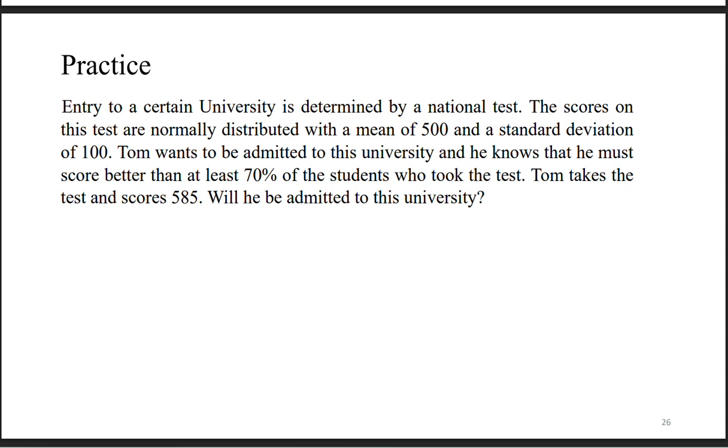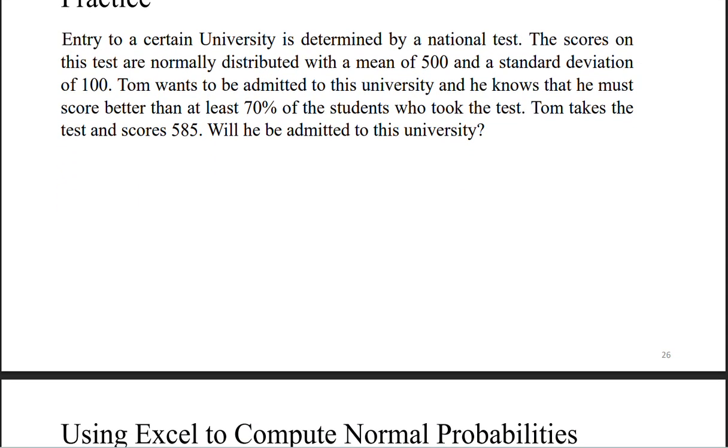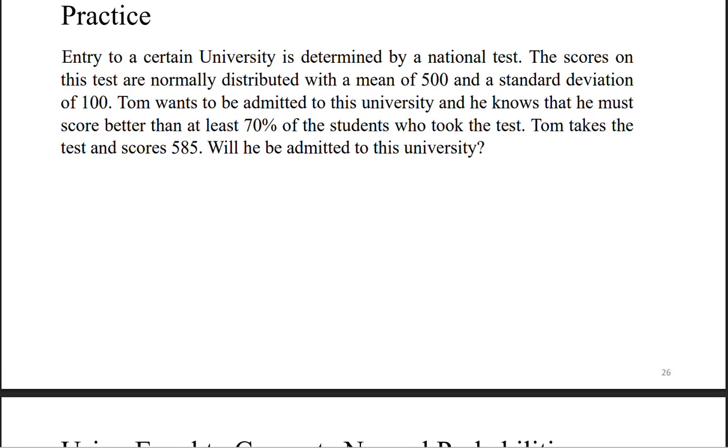Entry to a certain university is determined by a national test. The score on the test is normally distributed. So this tells us we are not dealing with any kind of distribution, but a normal distribution. The mean is 500 and the standard deviation is 100. Tom wants to be admitted to university, and he knows he must score better than at least 70% of the students who took the test. Tom takes the test and scores 585. Will he be admitted to this university?